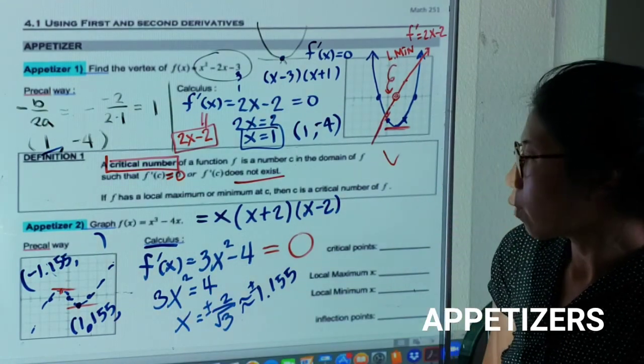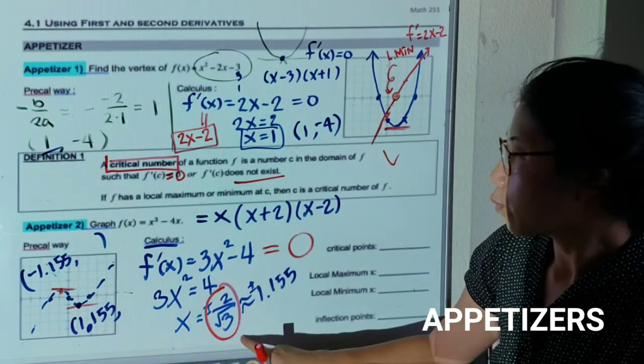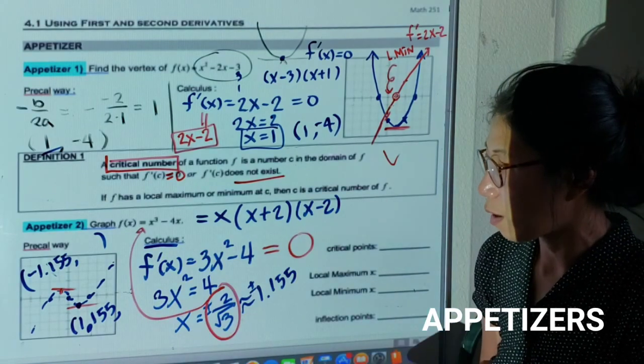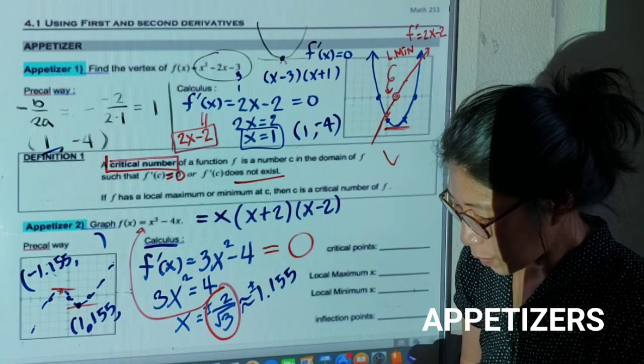So let me plug in the y value quickly in here. I'm going to plug in 2 over root 3 into my original function so that I can find the actual value of the local maximum and local minimum. You can try together with me, please.